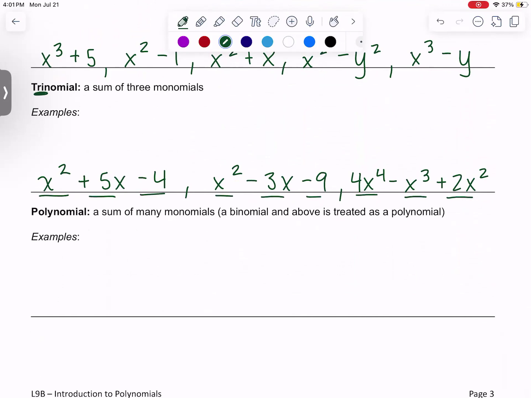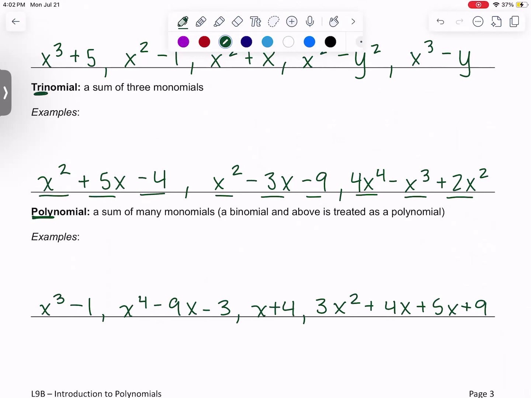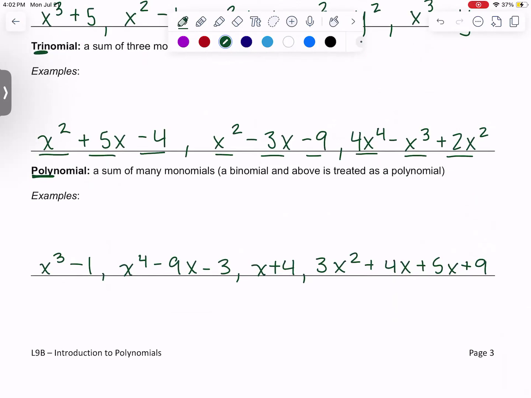A polynomial, poly is the opposite of mono. Poly just means many. So anything that's a binomial or above is a polynomial. And those are the things we're going to study in today's lesson. So anything like a binomial, x cubed minus 1. Anything like a trinomial, these are all polynomials. It could have 8 terms if it wanted. I just wrote one with 4 terms at the last. Okay. Let's keep going to some more definitions.